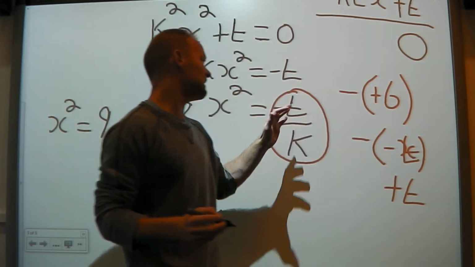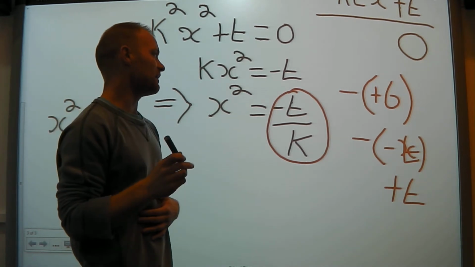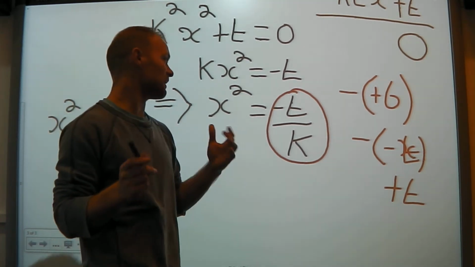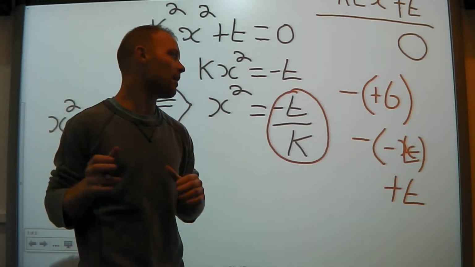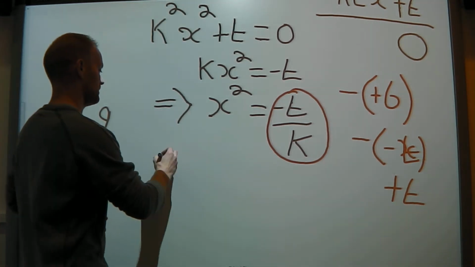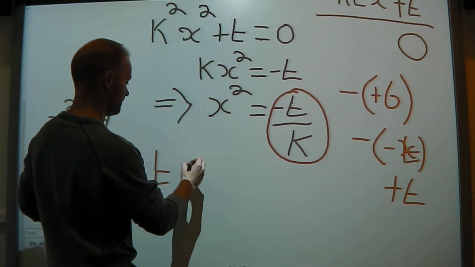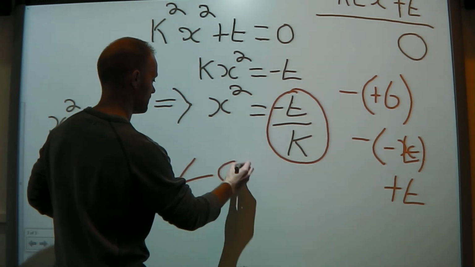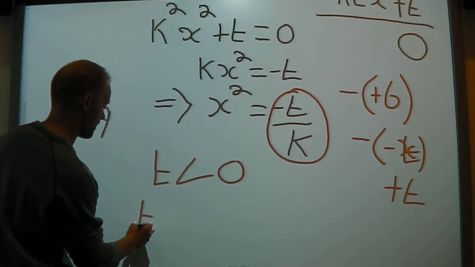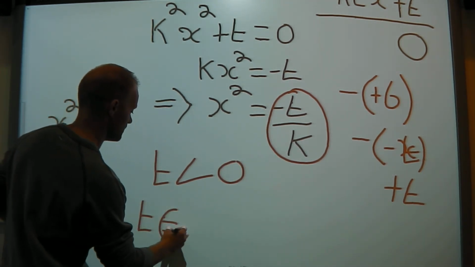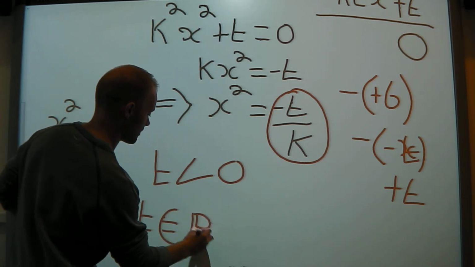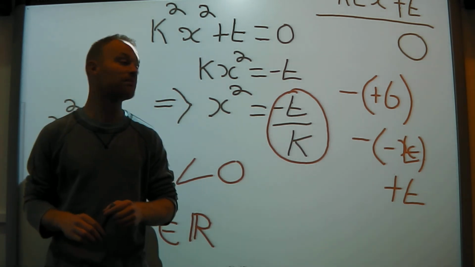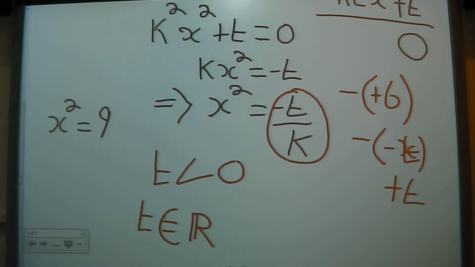So that means that t has to be a negative number and it can't be 0 because then x will be one term. So t has to be a negative number less than 0. t is less than 0 and t is an element of the real numbers. And that concludes that question.